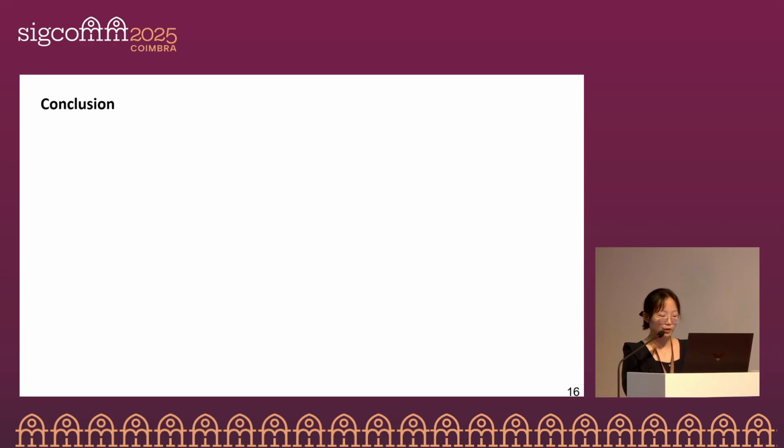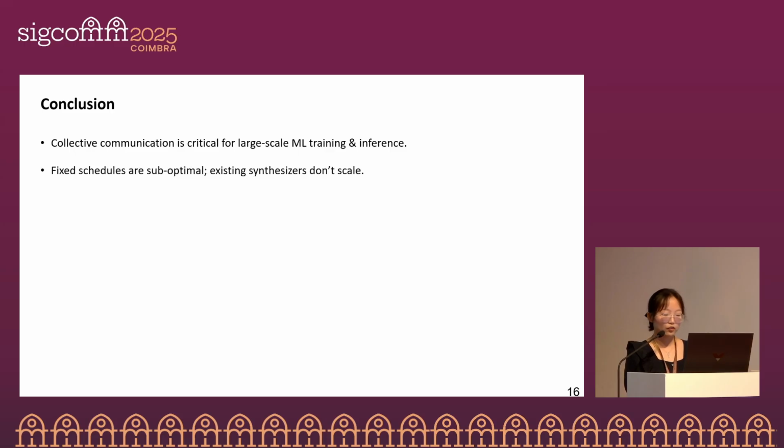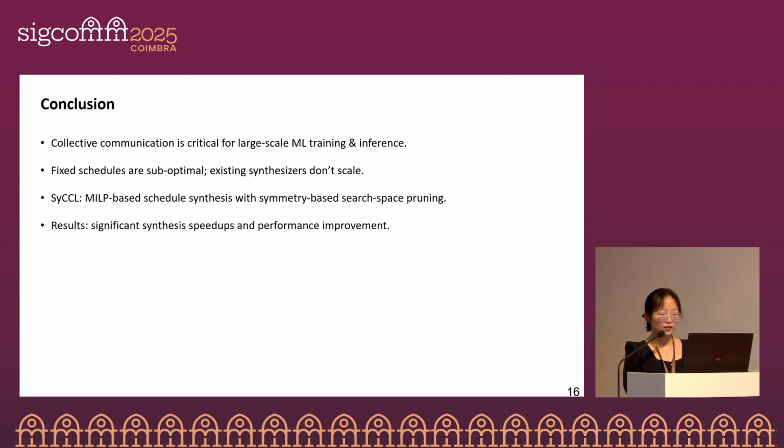Let me wrap up. Collective communication is critical for large-scale machine learning. Fixed schedules are suboptimal, and current synthesizers don't scale. Our solution, SyCCL, combines MILP-based modeling with symmetry-based pruning. We see significant synthesis speedup and up to 1.3 times performance improvement.